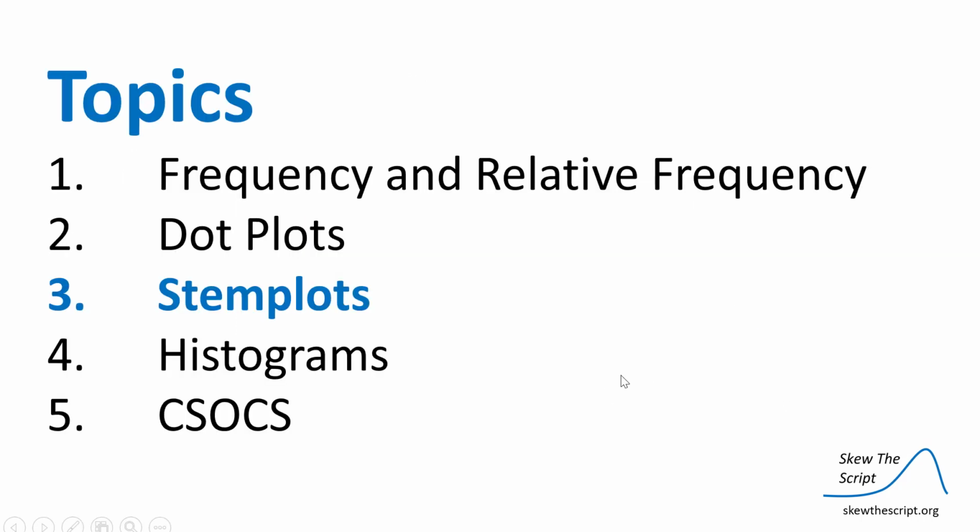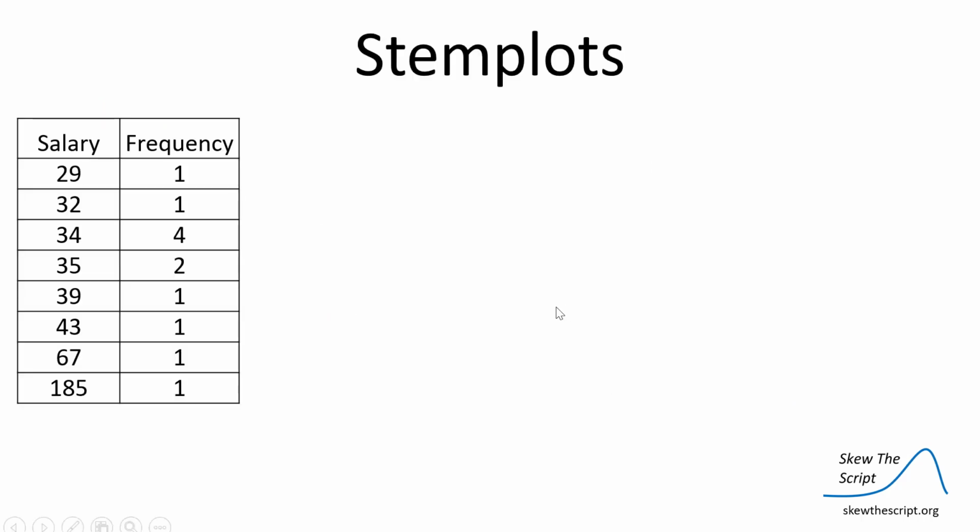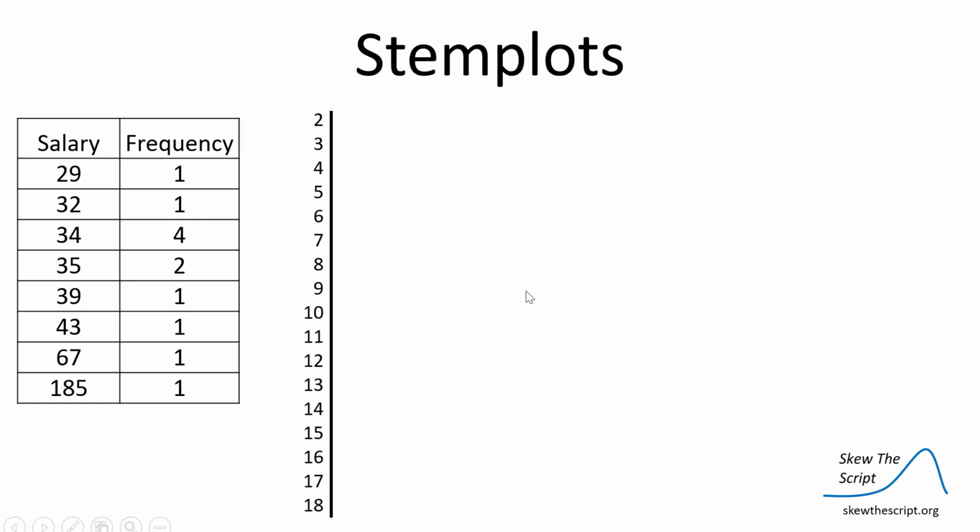The next type of graph that you guys see, and you saw this in your summer packet, are stem plots, or stem and leaf plots they might be called. What stem plots do is they take the salary and frequency and turn them into essentially tens digits and ones digits. So it almost takes a range of data and allows us to see how many values exist in the 30s, how many values exist in the 40s, and so on.